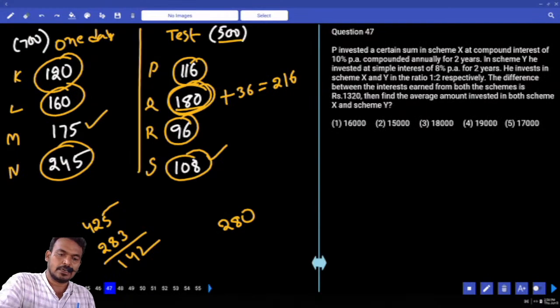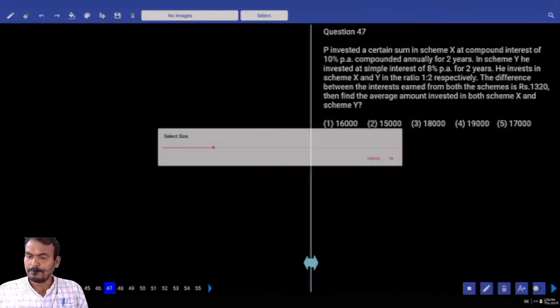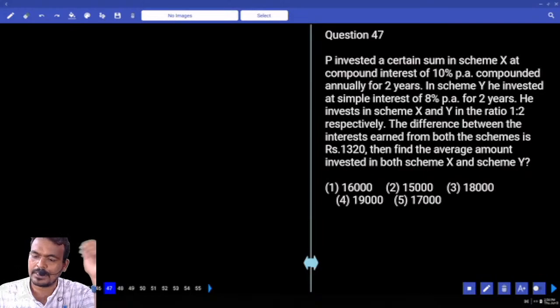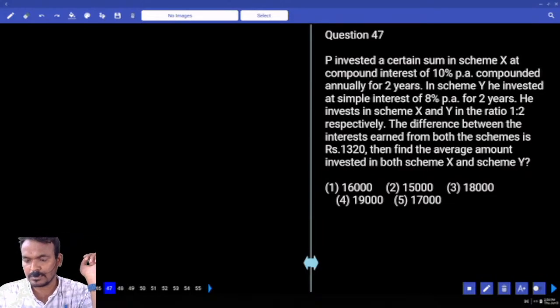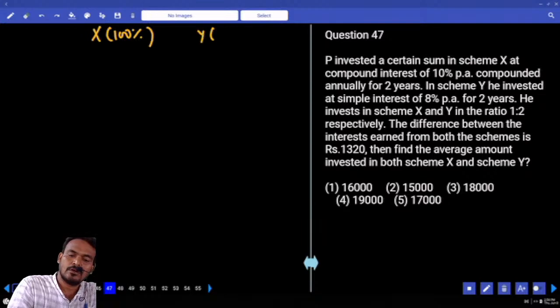Question number 47. P invested a certain sum in scheme X at compound interest at 10% per annum compounded annually for how many years? 2 years. In scheme Y, he invested at simple interest at the rate of 8% per annum for how many years? 2 years. He invested in scheme X and scheme Y in the ratio of 1:2. 1:2 ratio means X investment we consider 100%, Y investment 200%.